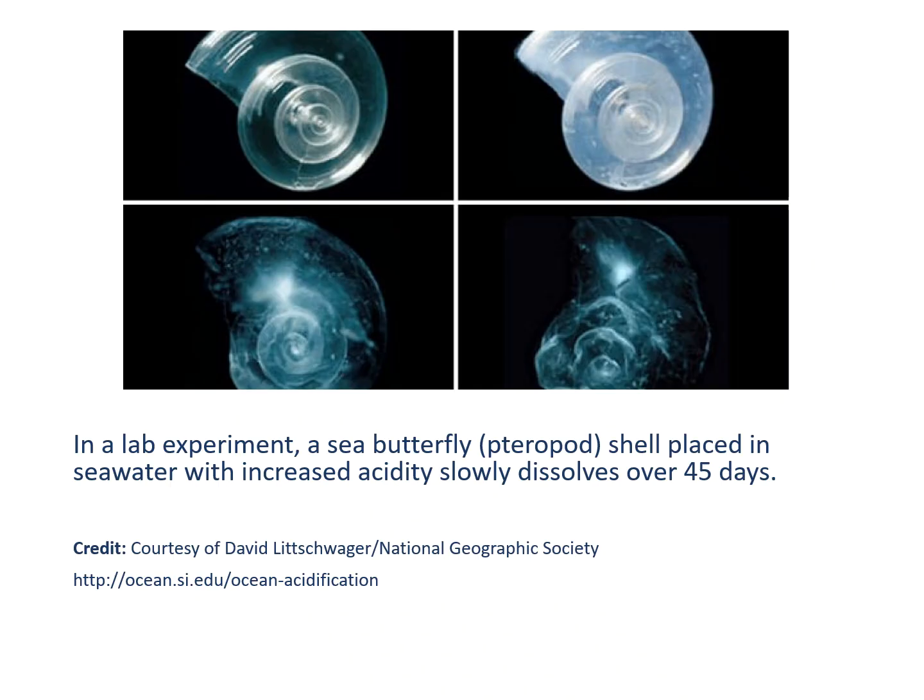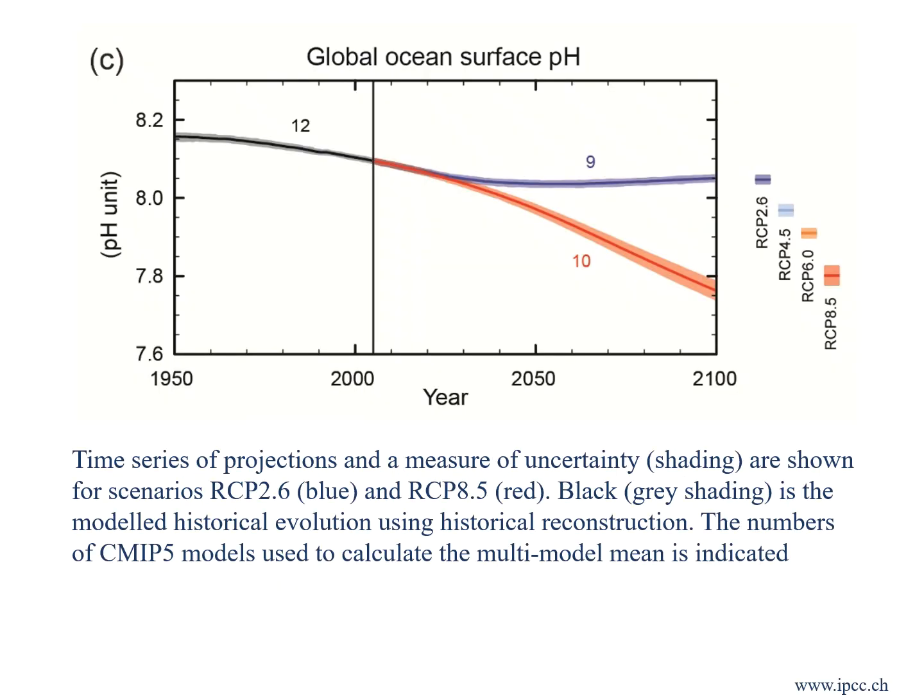Okay, here's an example in a laboratory experiment, a sea butterfly shell. This is a type of mollusk that has a shell. They placed this in seawater with increased acidity, and it slowly dissolved over a 45-day period. It becomes more acidic, and that carbonic acid dissolves this calcium carbonate shell.